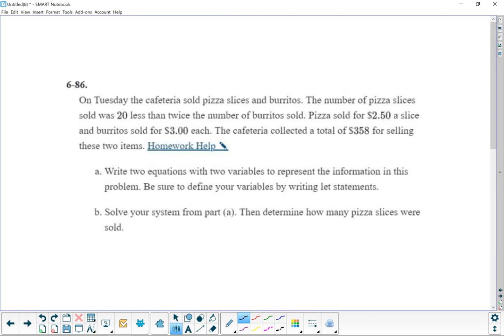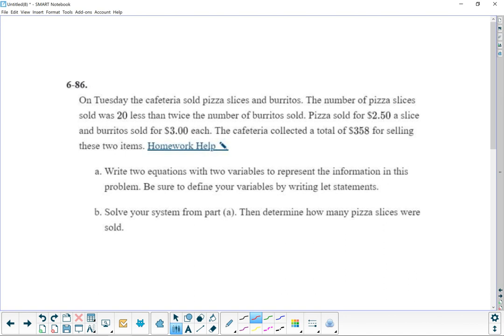On Tuesday, the cafeteria sold pizza slices and burritos. The number of pizza slices sold was 20 less than twice the number of burritos sold. Pizza sold for $2.50 a slice. Burritos sold for $3 each. The cafeteria collected a total of $358 for selling the two items. Write down two equations. So this one's a little tough.